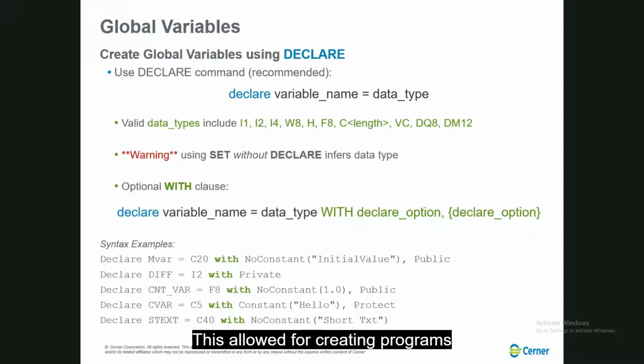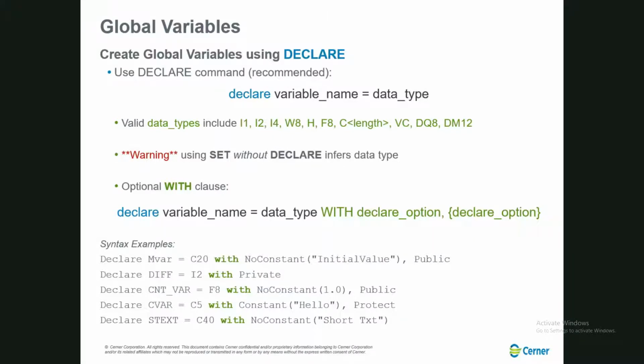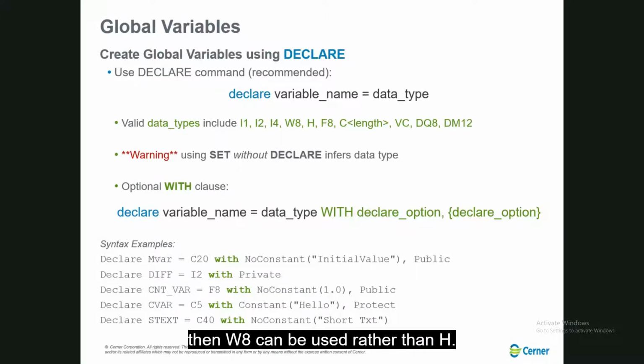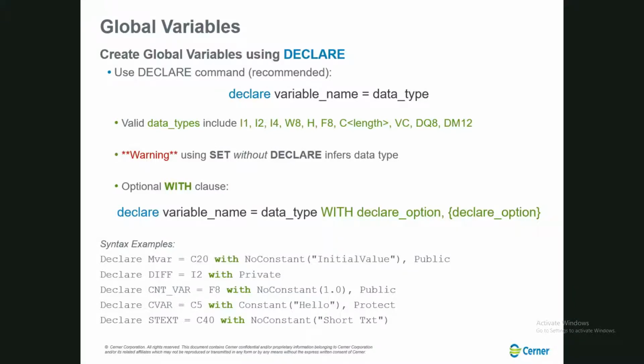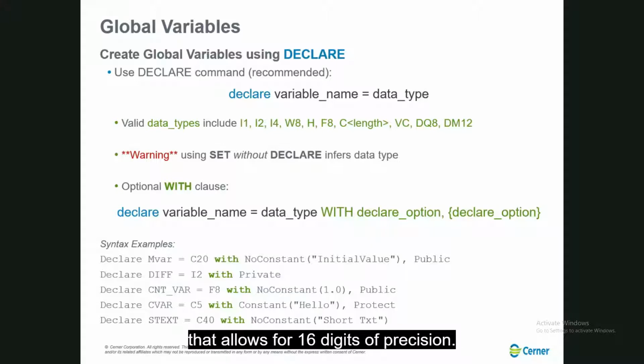This allowed for creating programs in a 32-bit environment that would then make use of the larger integer data type when run in a 64-bit environment. If the program will only be run in a 64-bit environment, then W8 can be used rather than H. F8 is a double precision float that allows for 16 digits of precision. This data type is used to store decimal values and for mathematical operations that may return a decimal value.